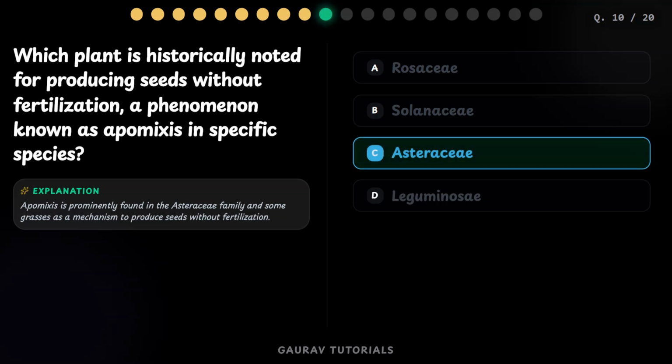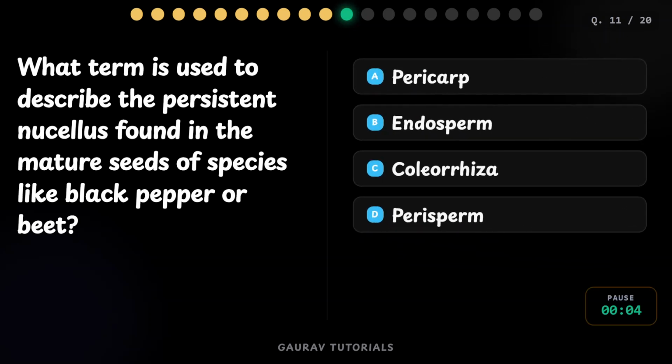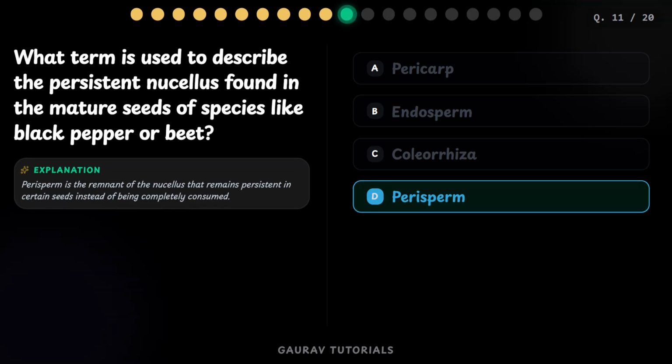चलिए आगे बढ़ते हैं. क्वेश्चन नंबर 11. What term is used to describe the persistent nucleus found in the mature seed of species like black pepper or beet? The options are करेक्ट आंसर है डी, पेरिस्पर्म. Perisperm is a remnant of nucellus that remains persistent in certain seeds instead of being completely consumed.